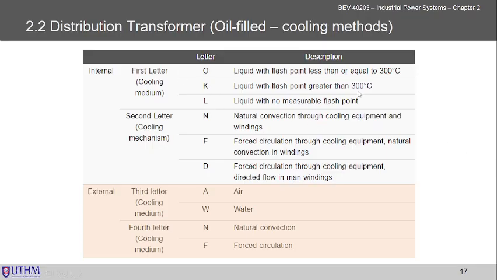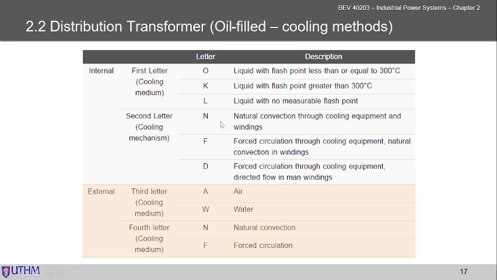And K and L, the definition is greater than 300. So this is possible for the natural ester. And L means there is no measurable flash point. Okay, there is no specific flash point indication.